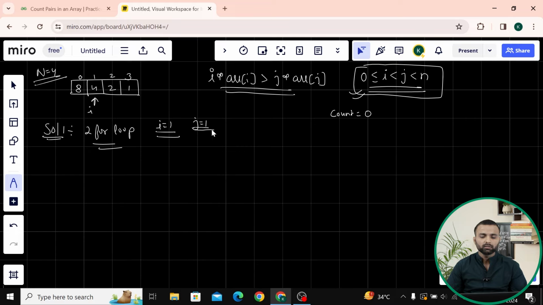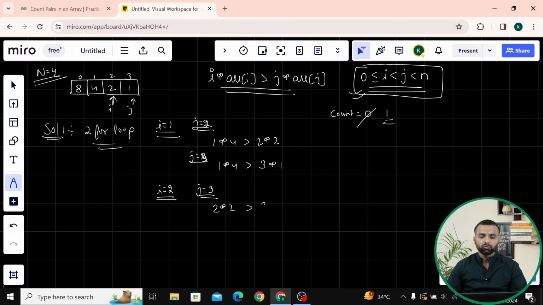And j is starting with 1. Let's check here. So my i is 1, 1 into 4 is greater than, here I am pointing to index 2, 2 into 2? No, right? When j equals 3, if you see 1 into 4 is greater than 3 into 1? Yes. So first I get my pair. Now after that, when I go one step ahead, i equals 2, j is 3. So my i is this, j is this. If you see here, 2 into 2 is greater than 3 into 1? Yes. So again I increment my count, which is equal to 2.